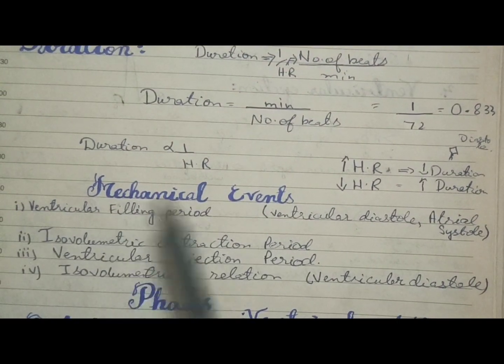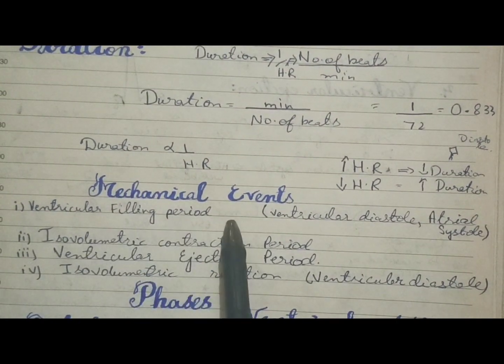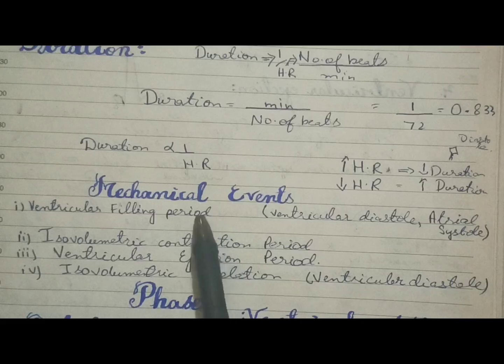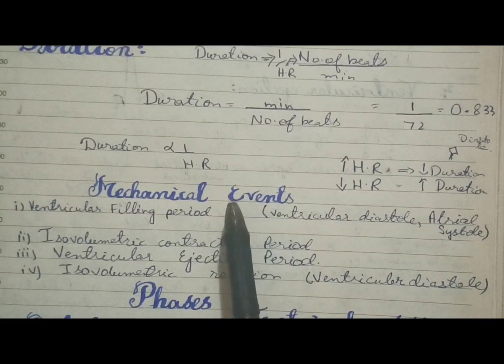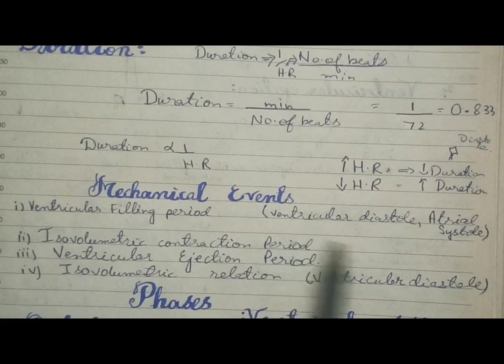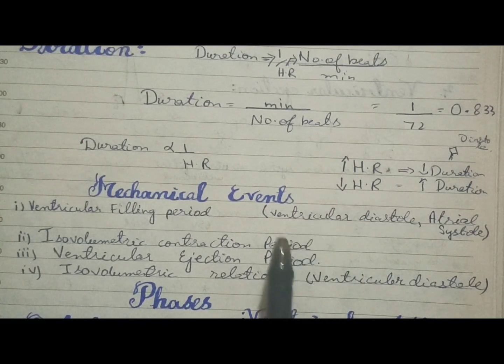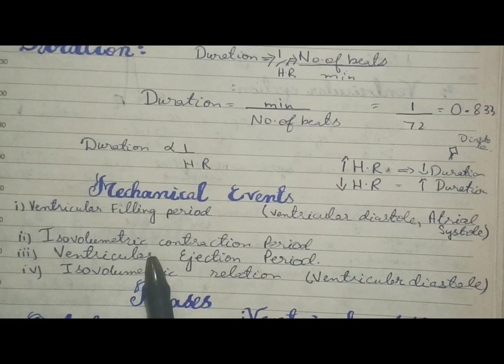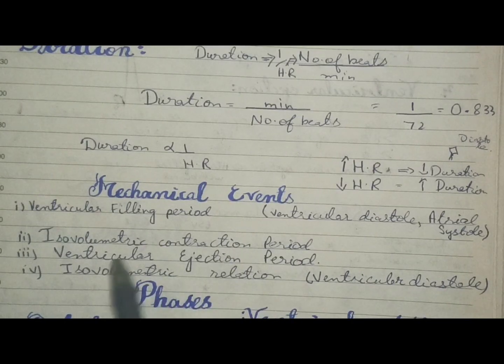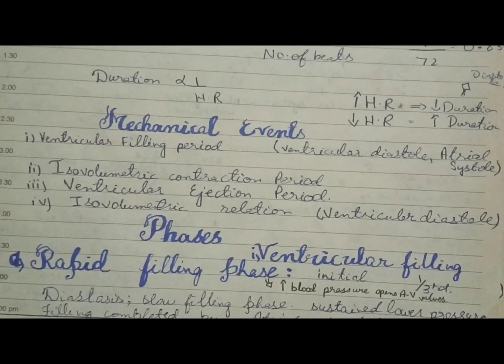First will be the ventricular filling period. Now, when will the ventricles be filled? When the atria contract, the ventricles will be filled, of course. But the ventricular filling is not only due to atrial contraction or the atrial systole. We will be discussing it shortly. Then comes the isovolumic contraction period, ventricular ejection period, isovolumic relaxation period. Now let's see what these phases are.